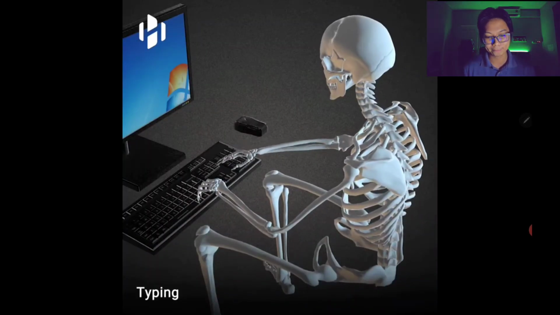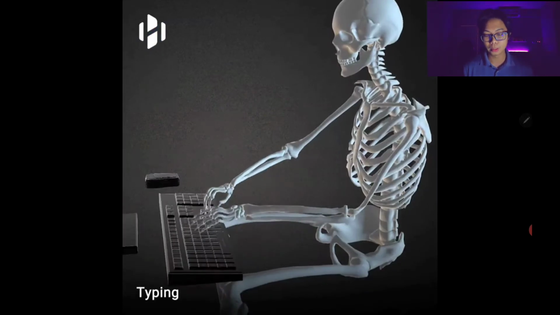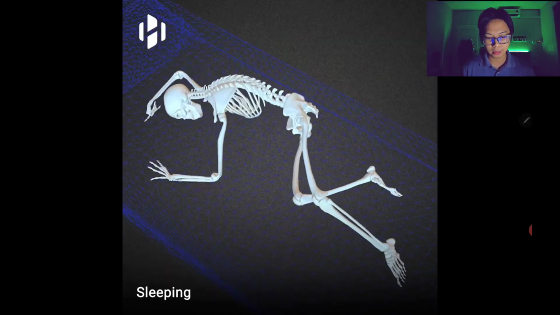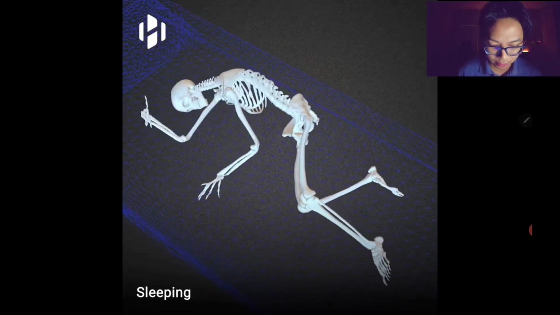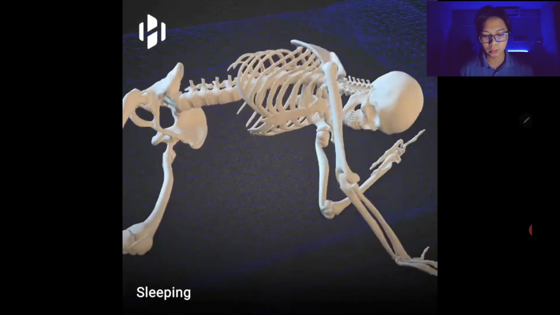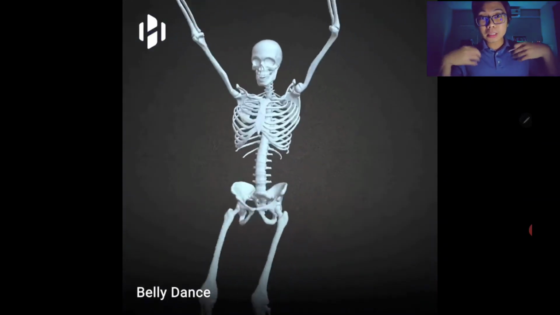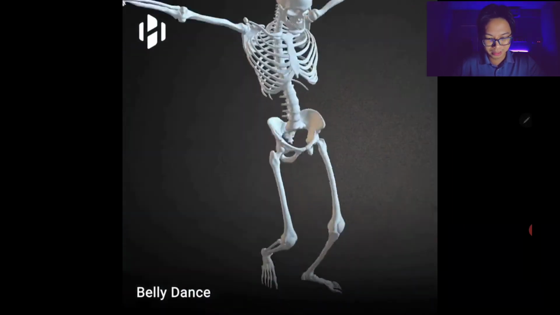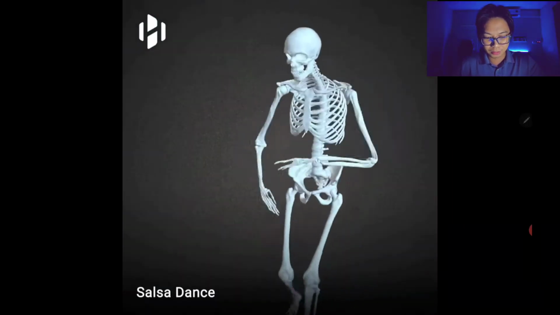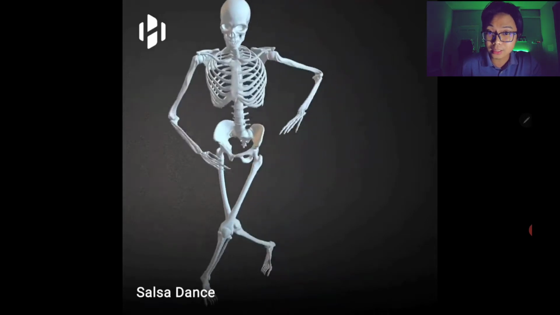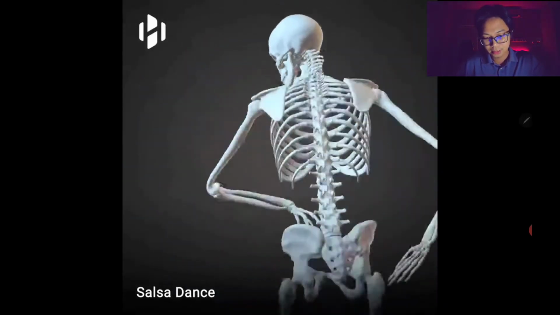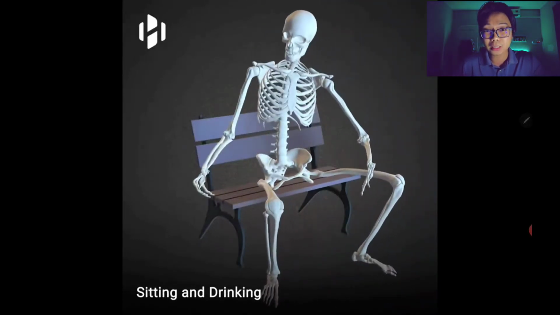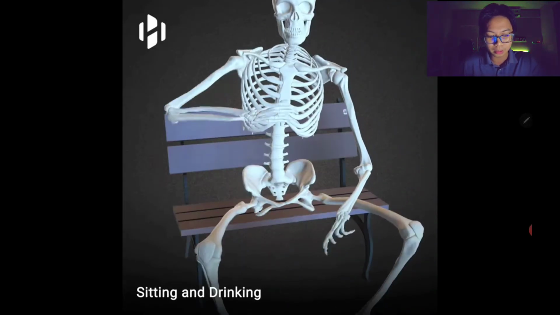Knockout. Typing. Buat kerja, menaip. Maybe your mom or your dad. This is us. Sleeping. Tidur. Beginilah tulang kita di dalam ni. This is how our skeleton. Belly dance. Oh my goodness. Oh, salsa dance. Menari salsa. It's weird, I know. Pelik, tapi beginilah kita punya tulang bergerak.